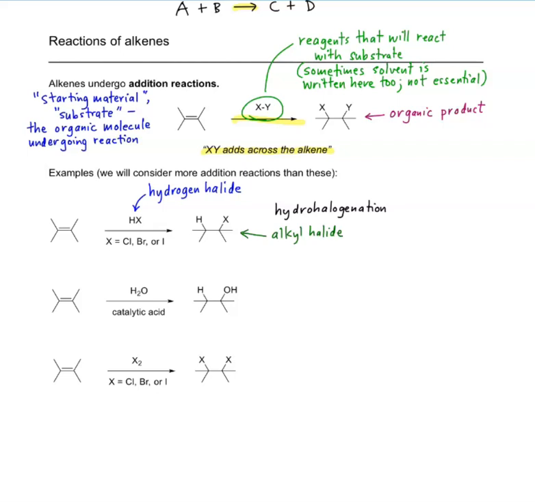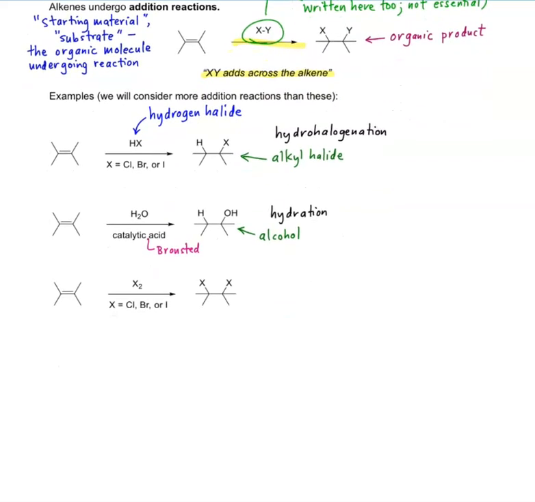You can also convert an alkene to an alcohol through what's called a hydration. So another example of an addition reaction. To do that, there's various conditions that you can use. We'll look at them. One of the ones you could use is water with a catalytic amount of a Bronsted acid. So we'll look into the details of that as we go farther along.